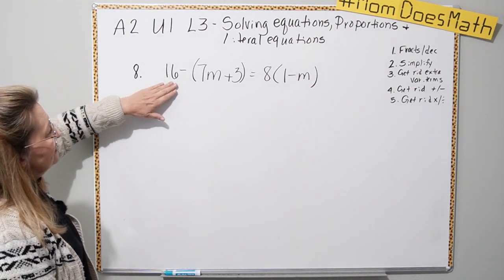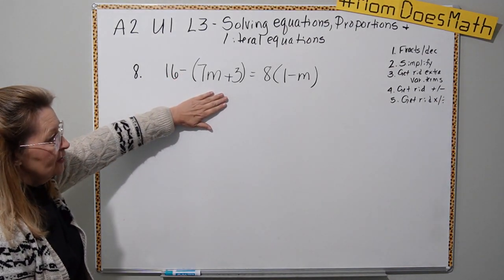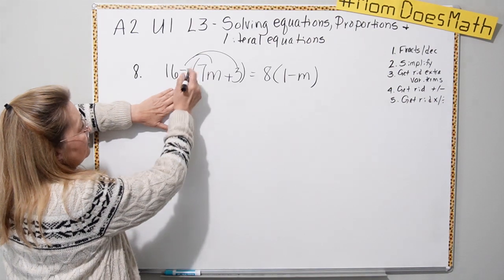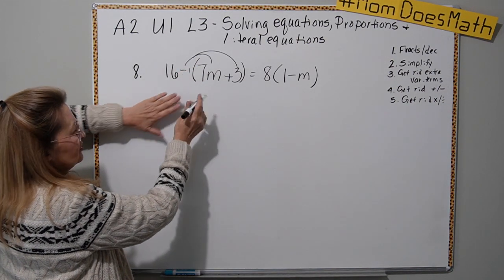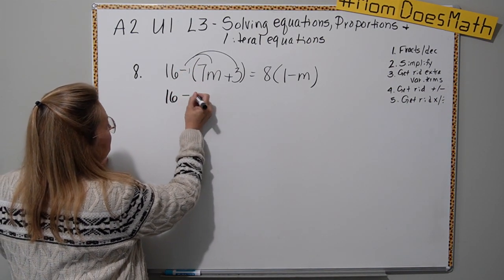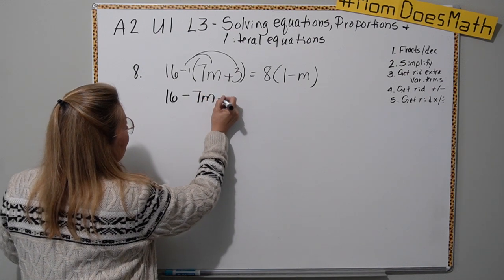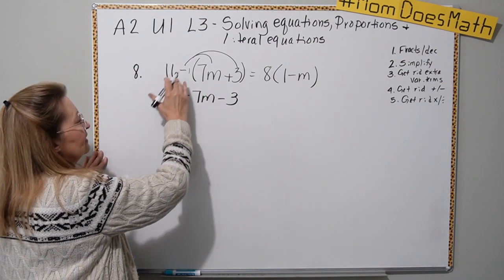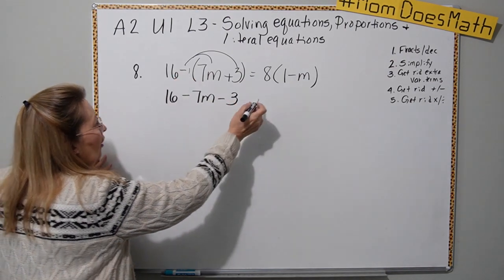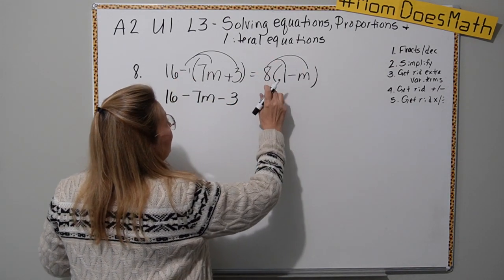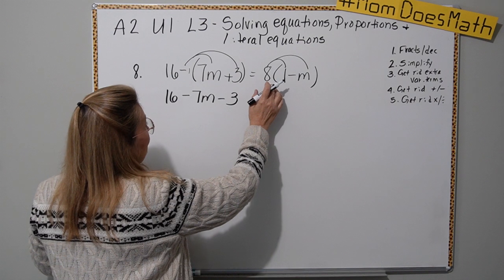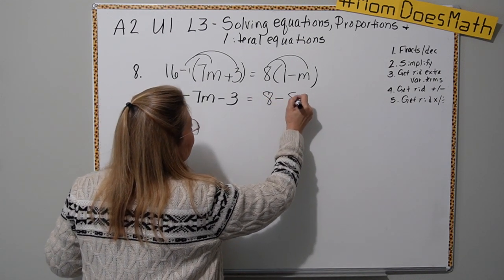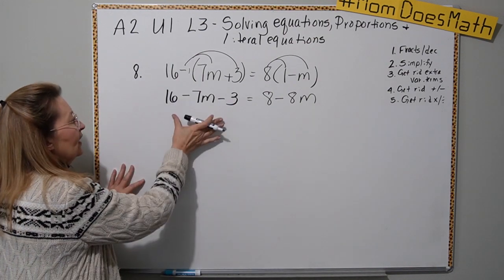Now here I have 16 minus this set of parentheses. So what I'm going to distribute is an understood negative 1 or minus 1. So that's what's going to get distributed, and it's going to make that minus 7m and minus 3. I'm not distributing the 16, just the negative. Over here, when I distribute, this is 8 times the parentheses. So that's why I distribute the number. So 8 minus 8m.